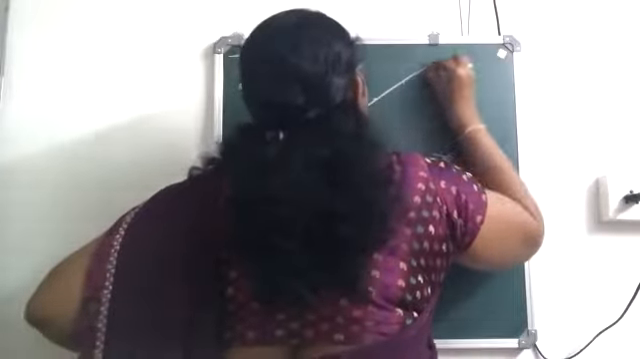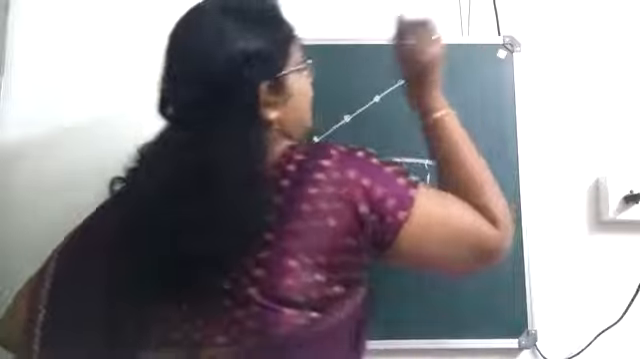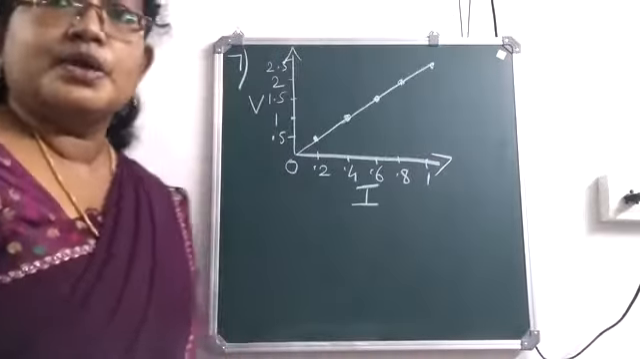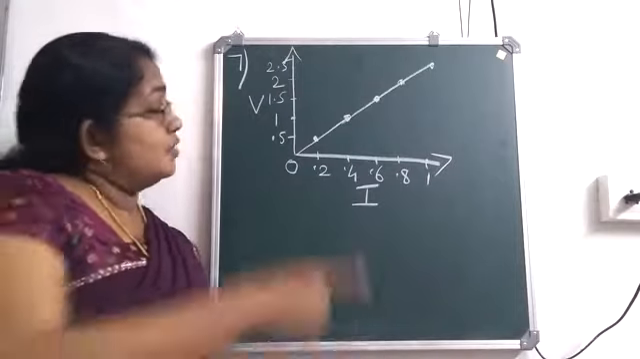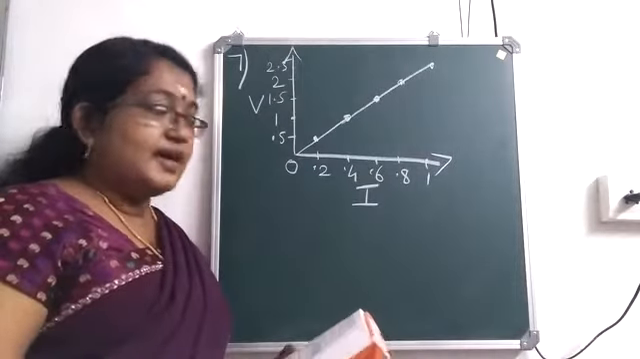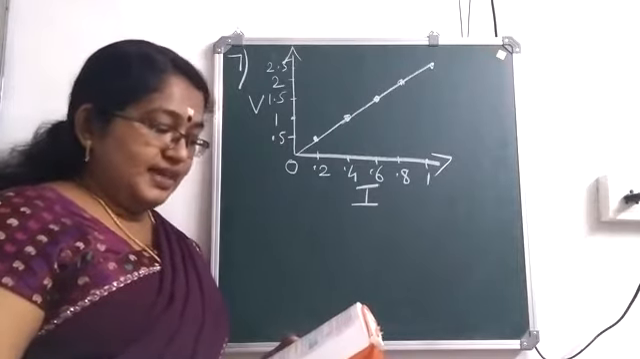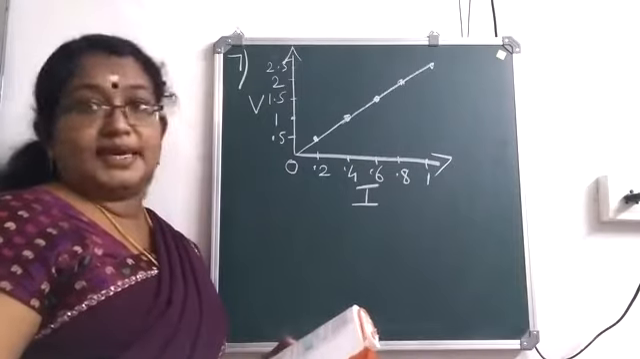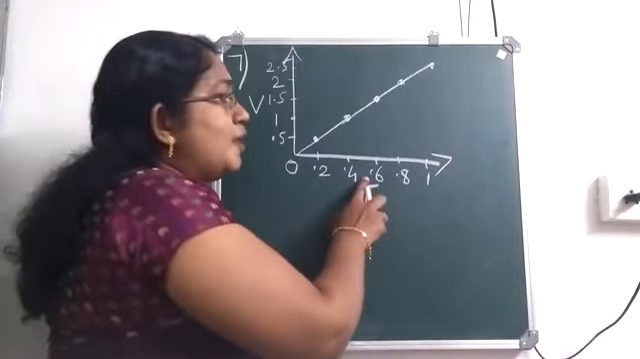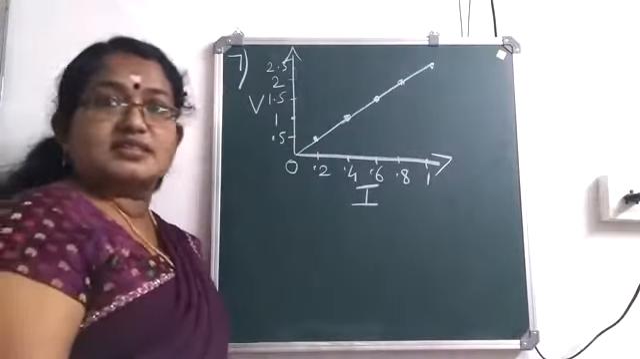So you will be putting the dots, then since it is a graph you have to join it. Okay. So this is the graph. Now, what is our question? Draw the VI graph. So, we have drawn the VI graph. And now next, calculate the potential difference V when the current I is 0.5 ampere. So, when current is 0.5 ampere, what will be the potential difference?